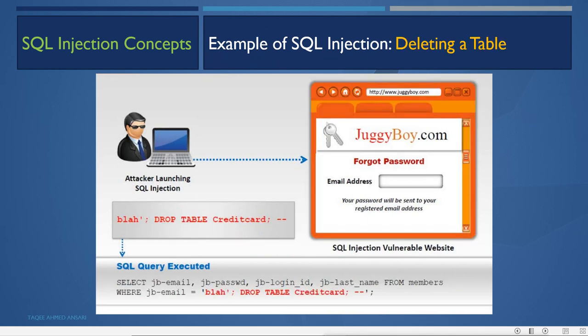And for deleting the table, as I said, you just need to run the command drop table and the table name. So again it is adding blah and quote close and then a semicolon to complete the first query, and then the next query will be drop table and the table name credit card. So the first query will end here, and the second query says delete the table credit cards. So it will delete the table from this database.